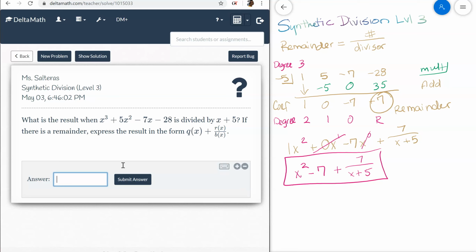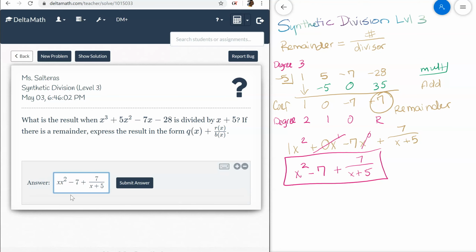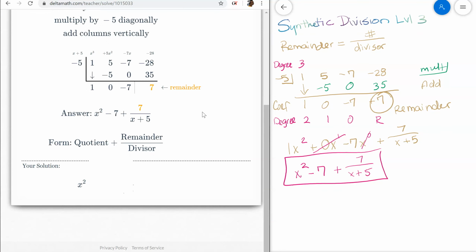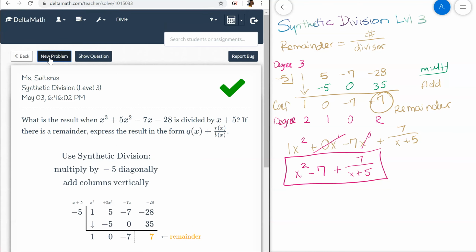Oh, I guess we'll try that again. X squared. No? Why won't you let me write on you? Oh. Well, that was like magic. Just appeared out of nowhere. X squared minus 7 plus, all right, that looks good. Submit my answer. Press yes. Perfect. Guess my computer is also just tired from doing all these videos.